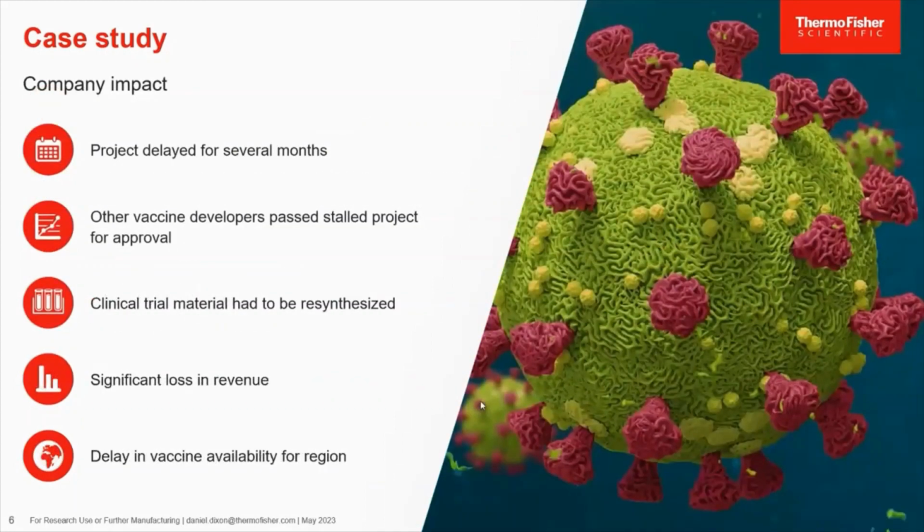Because of the choice to go with the lowest cost vendor, the company's project was stalled, and other pharma companies passed them to produce a COVID vaccine. They had to remake the material, which cost hundreds of thousands of dollars. They ultimately lost over $300 million because of a raw material decision made on price, thinking that everything else was the same. When they bought their material, of course, it was to save money. In this case, the product quality attributes weren't sufficient to stand up to regulatory scrutiny.